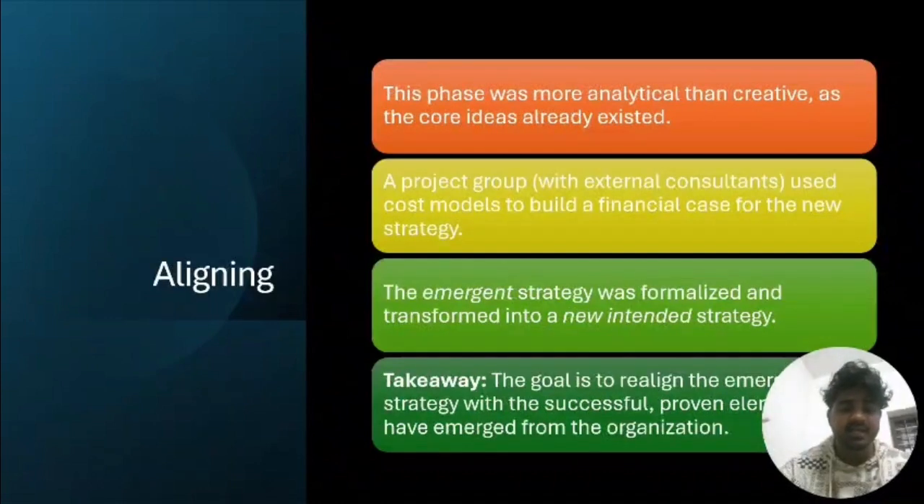Here is the third phase, aligning. This phase was more analytical than creative, as the core idea already existed. The project group even calculated the cost and savings of the new strategy to show that this new idea makes good financial sense. In this phase, the idea which started informally was made formal and became the company's newly planned strategy. The takeaway is that the aim of the organization is to adjust the company's plans so the new idea can be implemented, which was tested and proven to work in this organization.